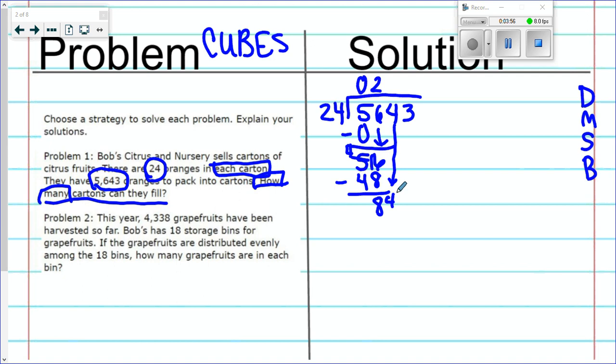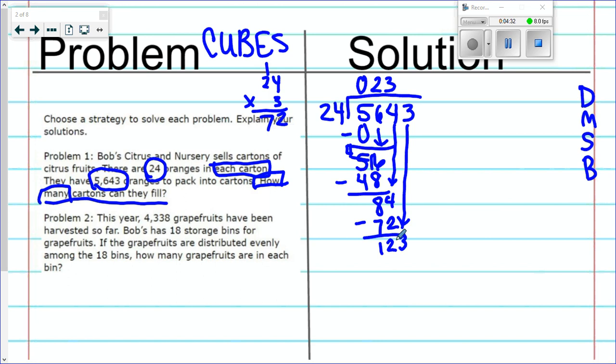Okay, 24 will go into 84. Well, I may not be sure about that. I know it's going to be more than 2, but a lot of times I have to come over and do a little bit of work off to the side. So I'm just going to do 24 times 3. See how close that gets me. That's going to give me 72, and I think that that's a good choice. So 24 times 3 is going to give me 72. I will subtract and bring down.